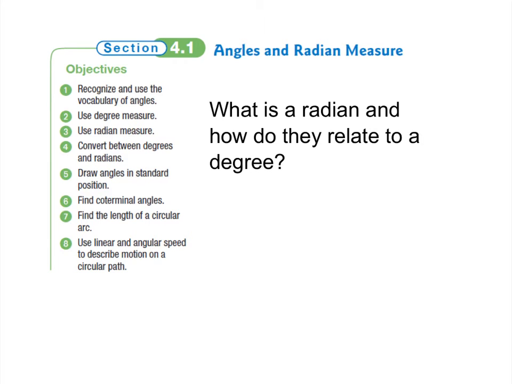All right, this video is for section 4.1, angles and radian measure. Your essential question, and ignore the grammar, but it is: what is a radian and how does it relate to a degree? If you look over here to the left, there are the objectives that we're going to look at over the entire section, but we're going to focus on number 2 and 3, number 4, number 5, and number 6, and then we'll look at the other ones in part 2.